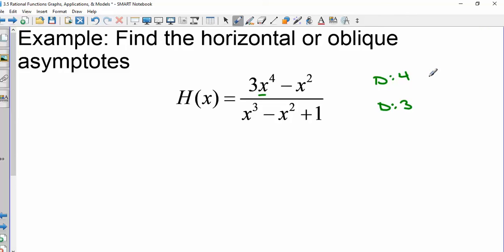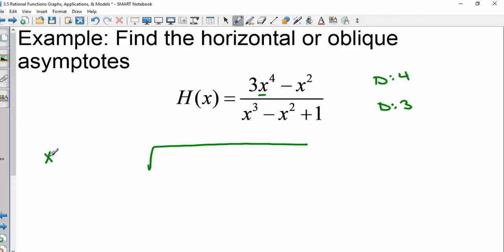4, just your highest power of x. The degree on the bottom is 3. So the top is 1 bigger. That means it is oblique. Now, unlike horizontal, we don't just have rules. We have to actually do the division to figure out what it's going to be.